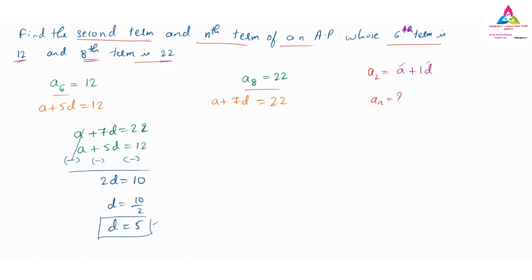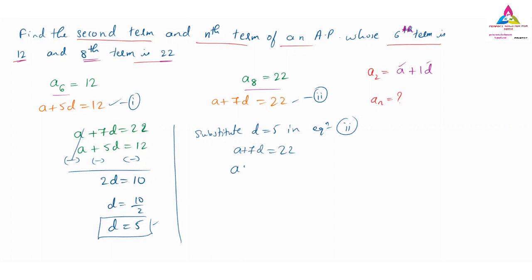Substitute this D value in any one of the equations, 1 or 2. So I will substitute in equation 2. Equation 2 is this one, and equation 1 is this one. So A plus 7D is equal to 22. A value we don't know, so A plus 7 into 5 is equal to 22. So A is equal to 22, and 7 times 5 is 35. If I shift it to the other side, it becomes minus 35. So it is nothing but minus 13. So the A value is minus 13.